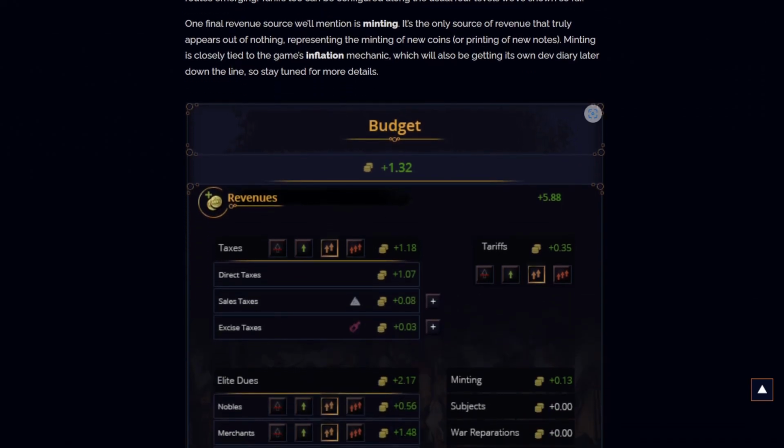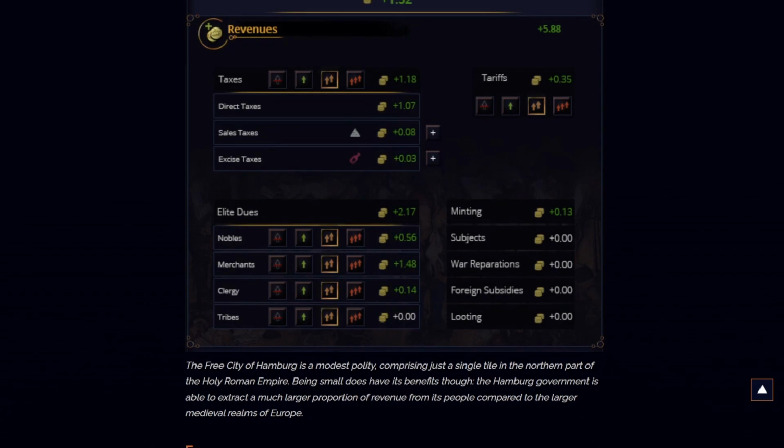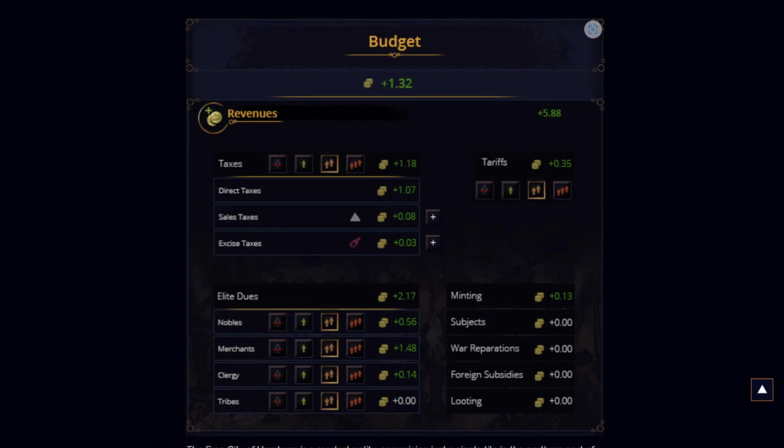And here we go, the UI for the revenues. So this is the Free City of Hamburg in HRE. They're quite small, but have an efficient economy and efficient bureaucracy, so they actually do quite well for themselves proportionally to larger realms. So you can see the direct taxes, sales, and the excise taxes, and then obviously the taxes on all the different kinds of elites, making quite a bit of money from the merchants because they are a port.